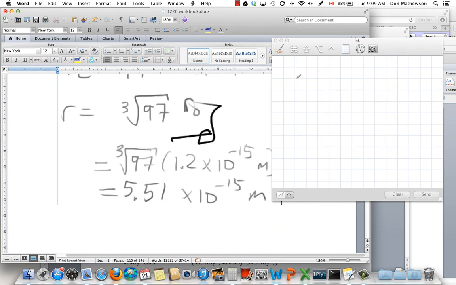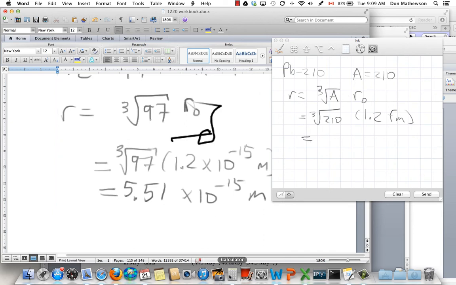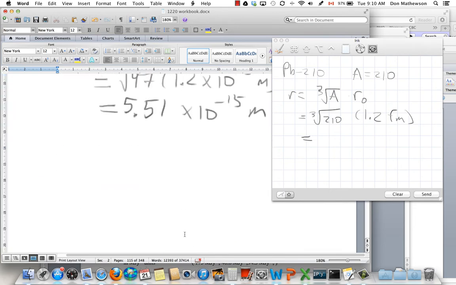The other example was lead-210. So this is the number of protons and neutrons, so that's the atomic mass number A. So the radius of that nucleus is the cube root of the atomic mass number times the radius of an individual nucleon. So it's just the cube root of 210 times 1.2 femtometers, or 1.2 Fermis, and again that's 10 to the minus 15. And you can work that out. It's similar. And then that is the topic of nuclear radius.